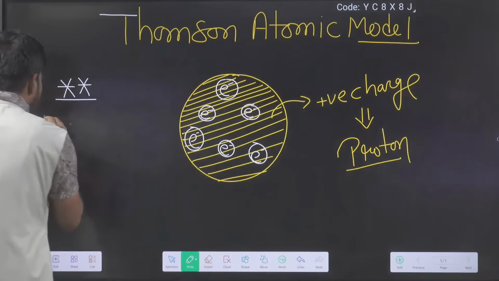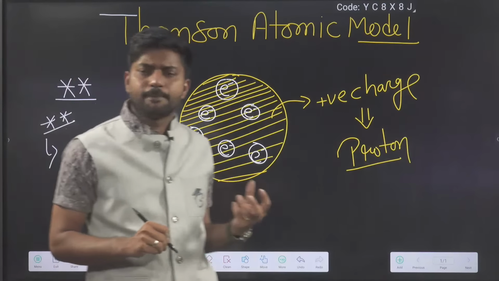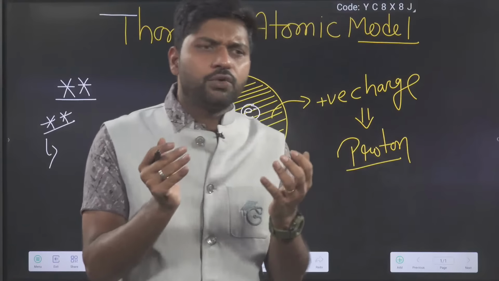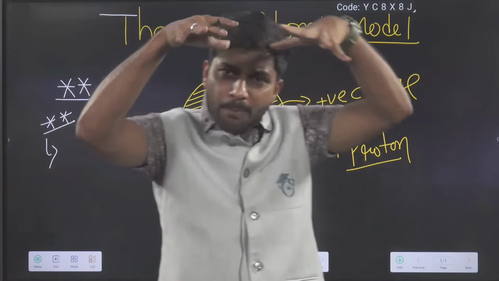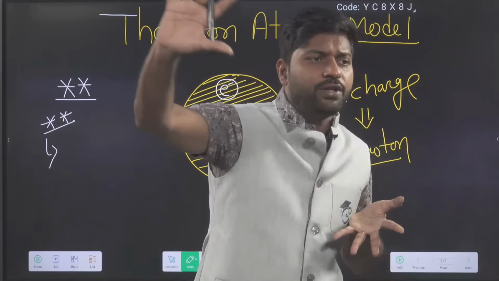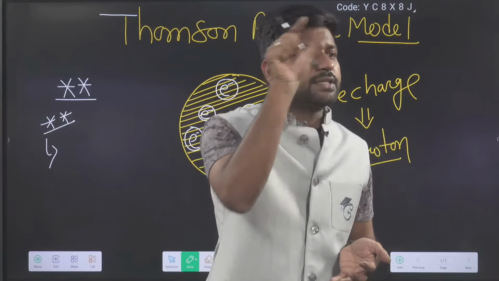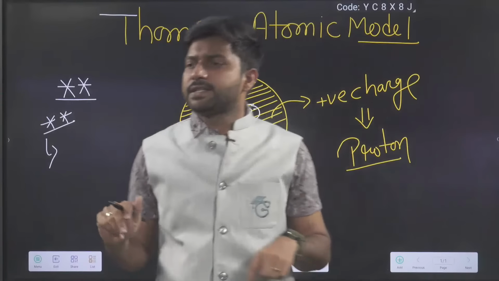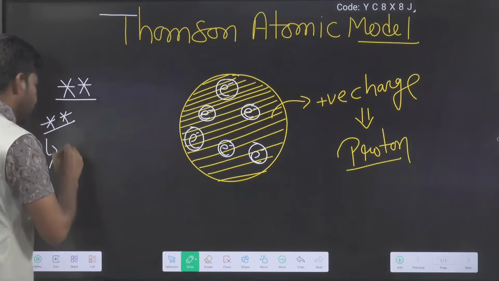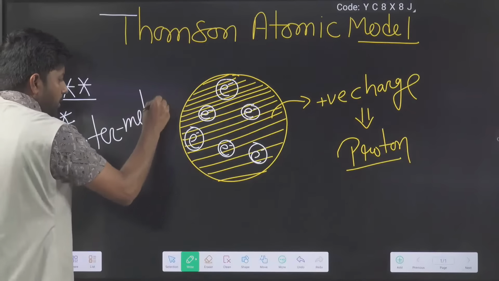So this model actually looks like a watermelon. The appearance of this model is similar to a watermelon. The red part inside the watermelon, if you observe, is distributed everywhere, and seeds are embedded inside that, so it is said that this Thomson model is nothing but the watermelon model.